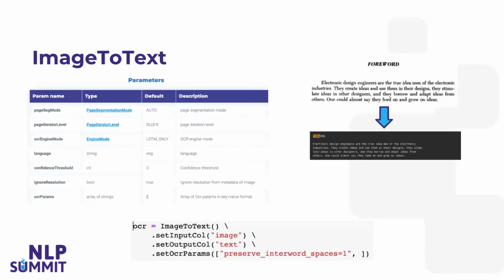Let's look in more detail at the Spark OCR transformers, and the main one is the image to text transformer for text recognition from images. It has various parameters for configuring text recognition, and we should specify an input column with the input image and an output column for storing the recognized text.